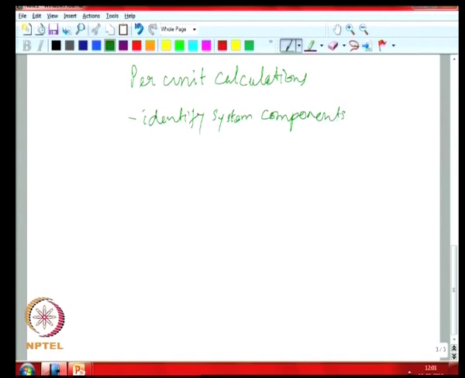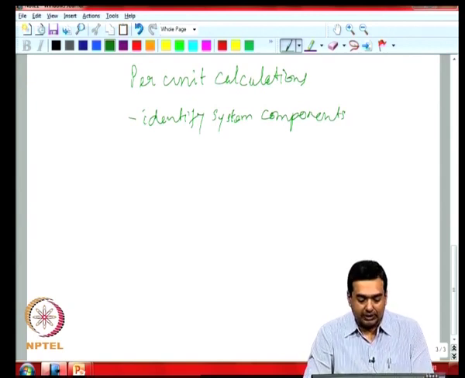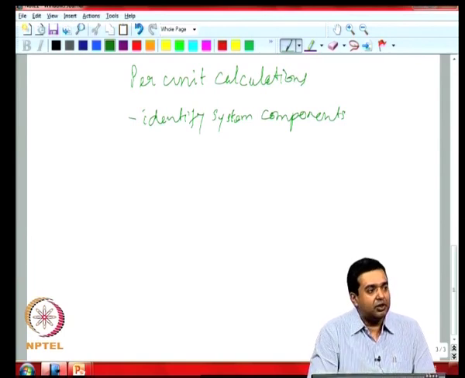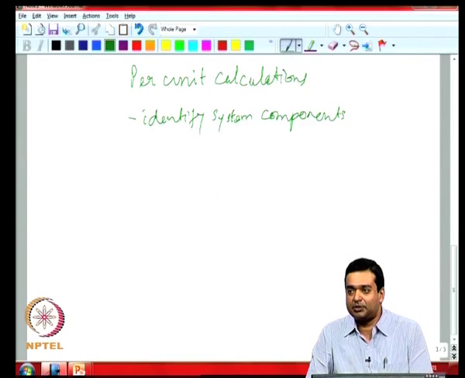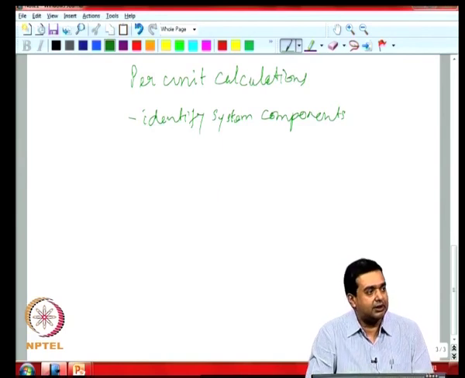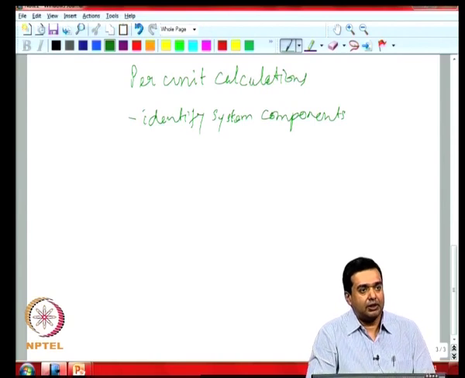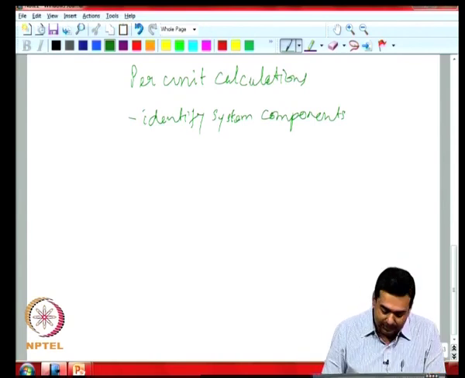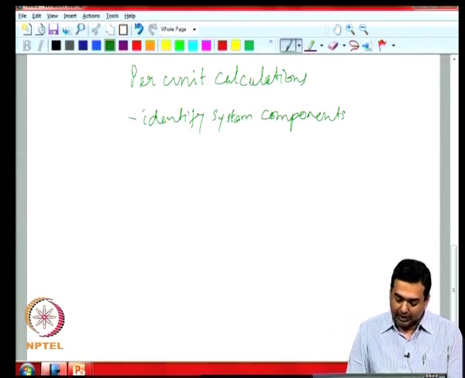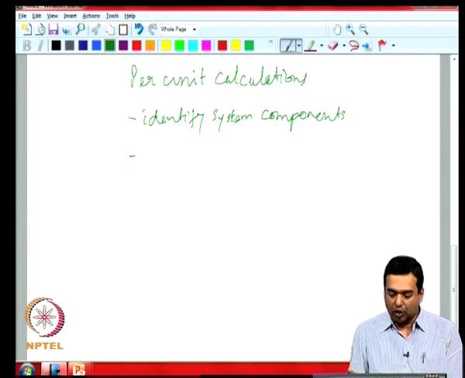Then even if the components are all provided to you on a per unit basis, they might be on different bases. You might have items closer to the substation at higher power levels and higher voltage levels. The systems closer to the consumption point would be at lower power levels and lower voltage levels, and to do the analysis you need to bring them to a common base.